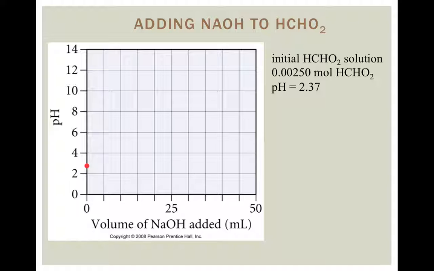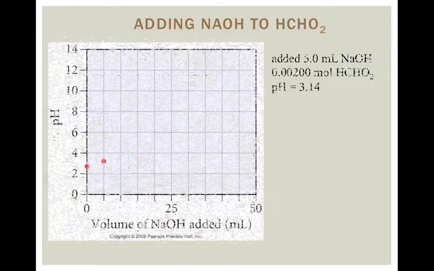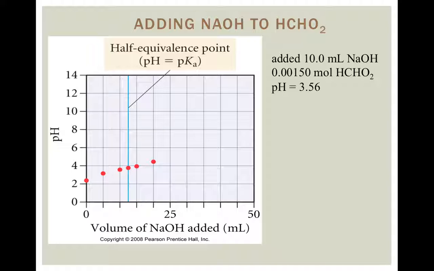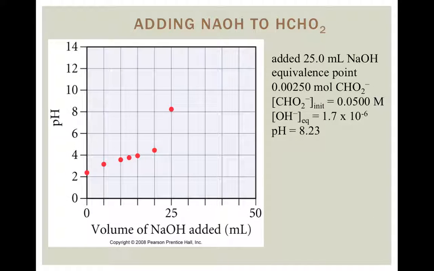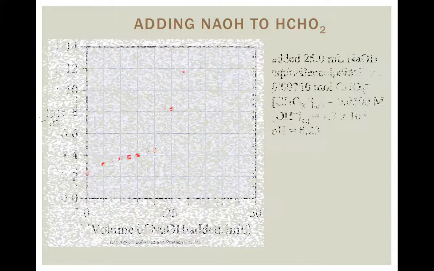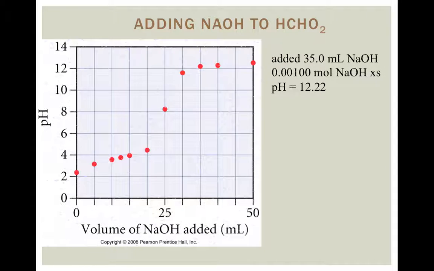So we started at an initial concentration of 0.0025 and a pH of 2.37. You added 5 milliliters of NaOH. Your pH was 3.14. You did a couple of points, and you're still in the acidic range. You're still adding a little bit. It's still being buffered. One note: the pKa is equal to the pH at half the equivalence point on this graph. Then you hit your equivalence point. Your pH is 8.23. Above this, it's all going to be basic, and here's your equivalence point right here.